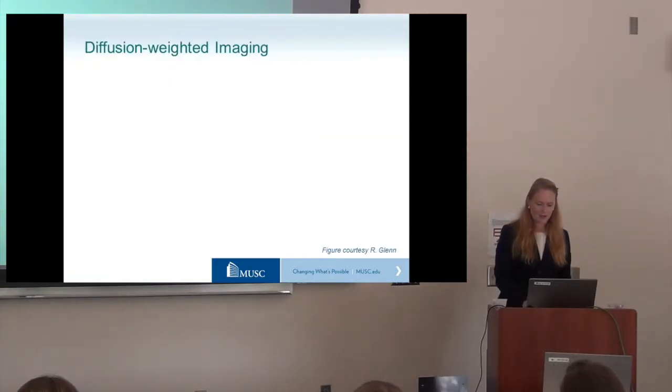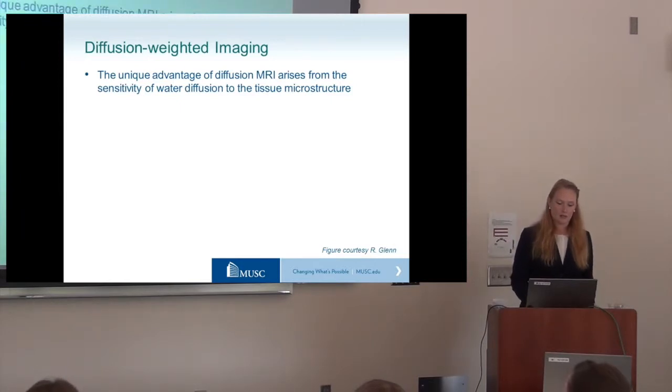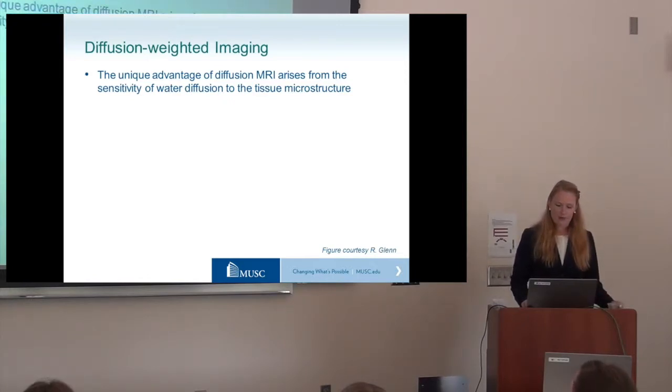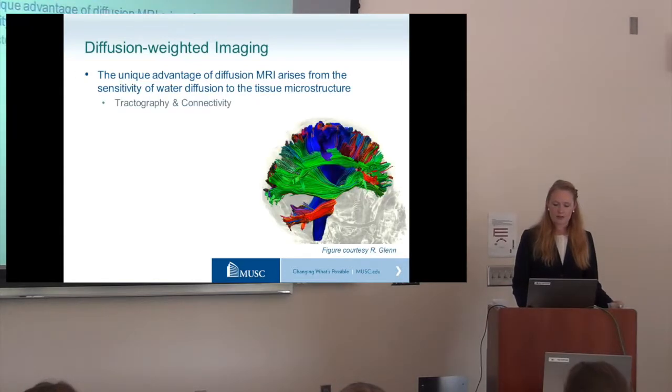So let's go back to diffusion-weighted imaging. Maybe the sentence makes a little more sense now. The advantage of diffusion MRI is that water diffusion makes us sensitive to tissue microstructure. There are two broad categories of applications of diffusion MRI, one of which is tractography and connectivity. You can see a beautiful example here on the slide of tractography showing us the connections in our brain. I won't be talking much about connectivity today, but it's very common.